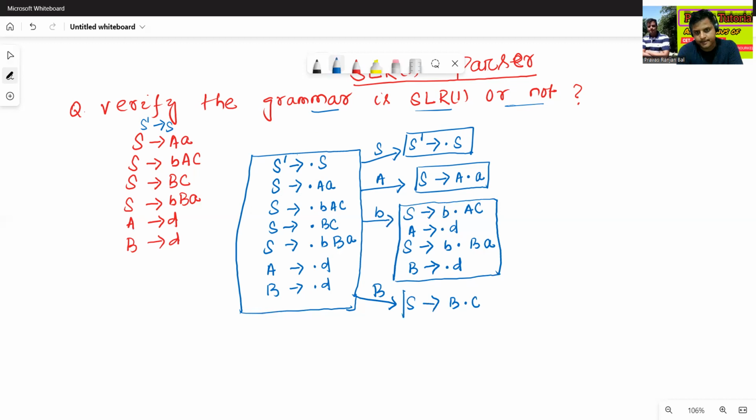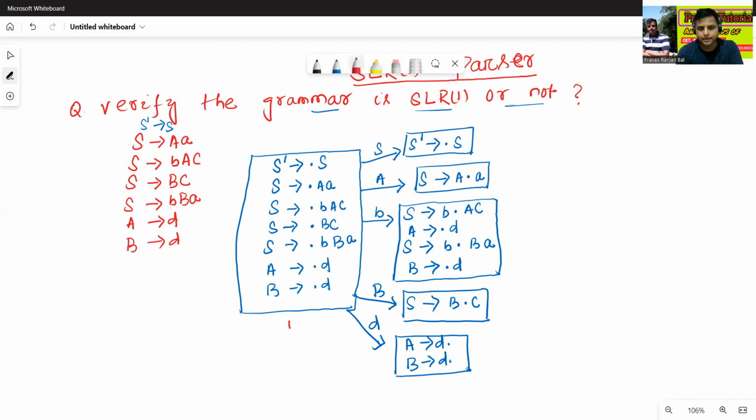Then D: A to D dot, B to D dot. So S is over, then A is over, B is over, then capital B over, small b over. Small b means S to b dot B A C, then we'll find the closure of A, then B to b dot B A, then we'll find the closure of B.